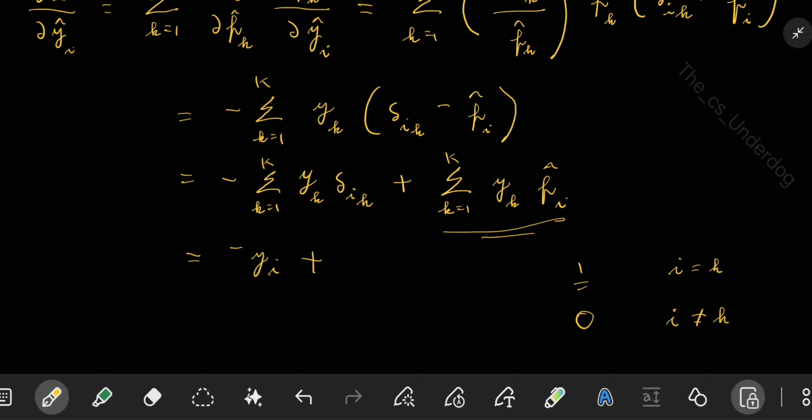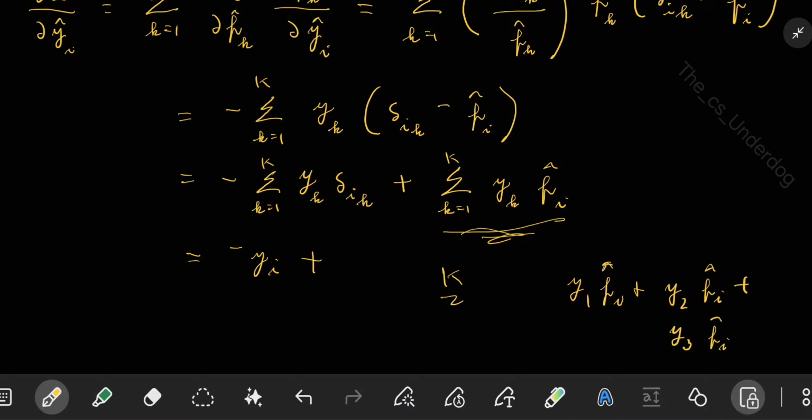Plus, what about this term? Think the same way. Is there some way something will cancel out from here? If I take summation over all the terms, then what will happen to this particular term? There are k classes, k equal to 1 to K. For each case, what am I going to do? I am going to say y1 into pi cap plus y2 into pi cap plus y3 into pi cap and so on. Just think about this. Which terms are going to cancel here?